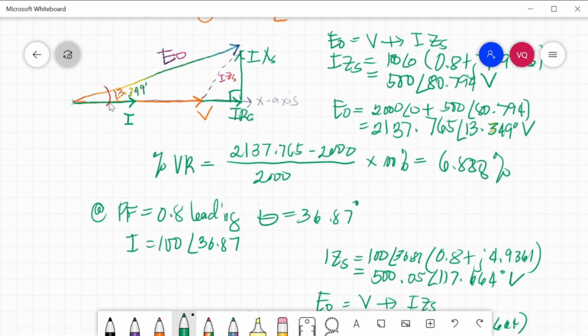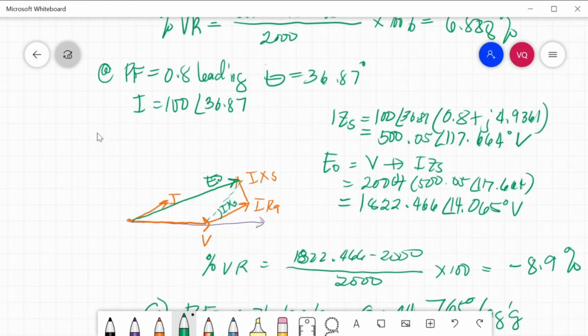So, here is the angle, 13.349. For the leading power factor of 0.8, of course, we need to solve the angle theta. So, that is arc cosine of 0.8, 36.87. Since this is a leading power factor, the current is 100 angle 36.87. Our reference is here and it is in phase with the voltage. Since this is a leading power factor, the current is here.